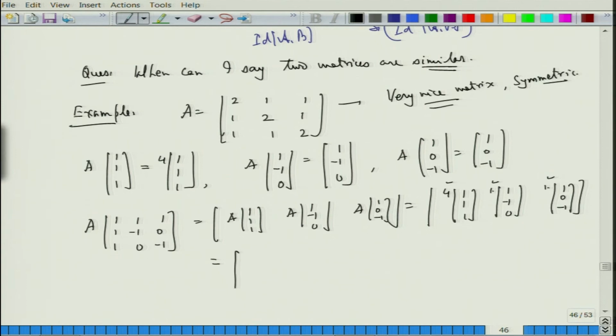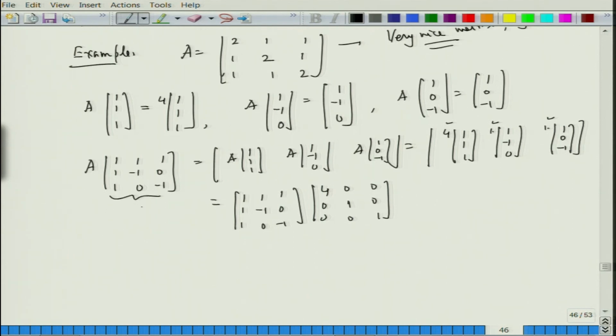So this thing I can just write as 1 1 1, 1 minus 1 0, 1 0 minus 1, times 4 0 0, 0 1 0, 0 0 1. 4 will come because I am multiplying 4 to the first column, 1 is being multiplied to the second column, again 1 is multiplied to the third column. So A times this is same as this, is that okay? So if I am writing this matrix as S for me, fine, then I do get that A is the same as S times 4 0 0, 0 1 0, 0 0 1 times S inverse.